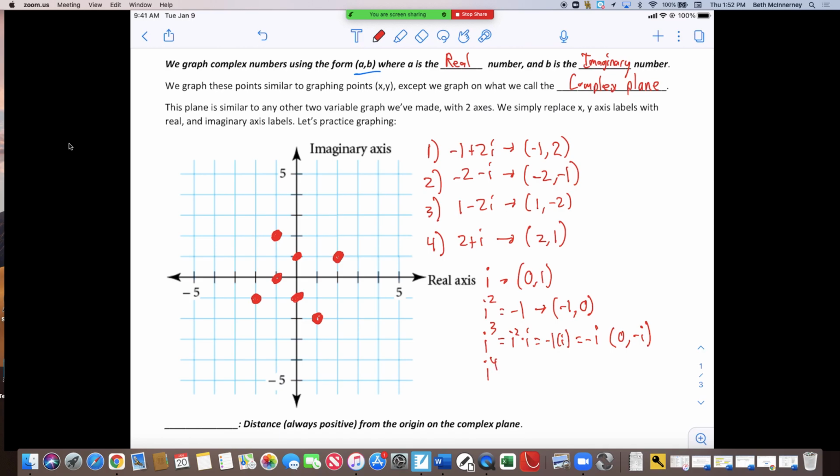And if this is i right here, this is i squared, this is i cubed, where do you think i to the 4th is going to be? It's going to be right at the 1, right? So as we're multiplying by i again and again, it's just going to keep going in this circle. You see that? So it's going to go i, negative 1. Yes.